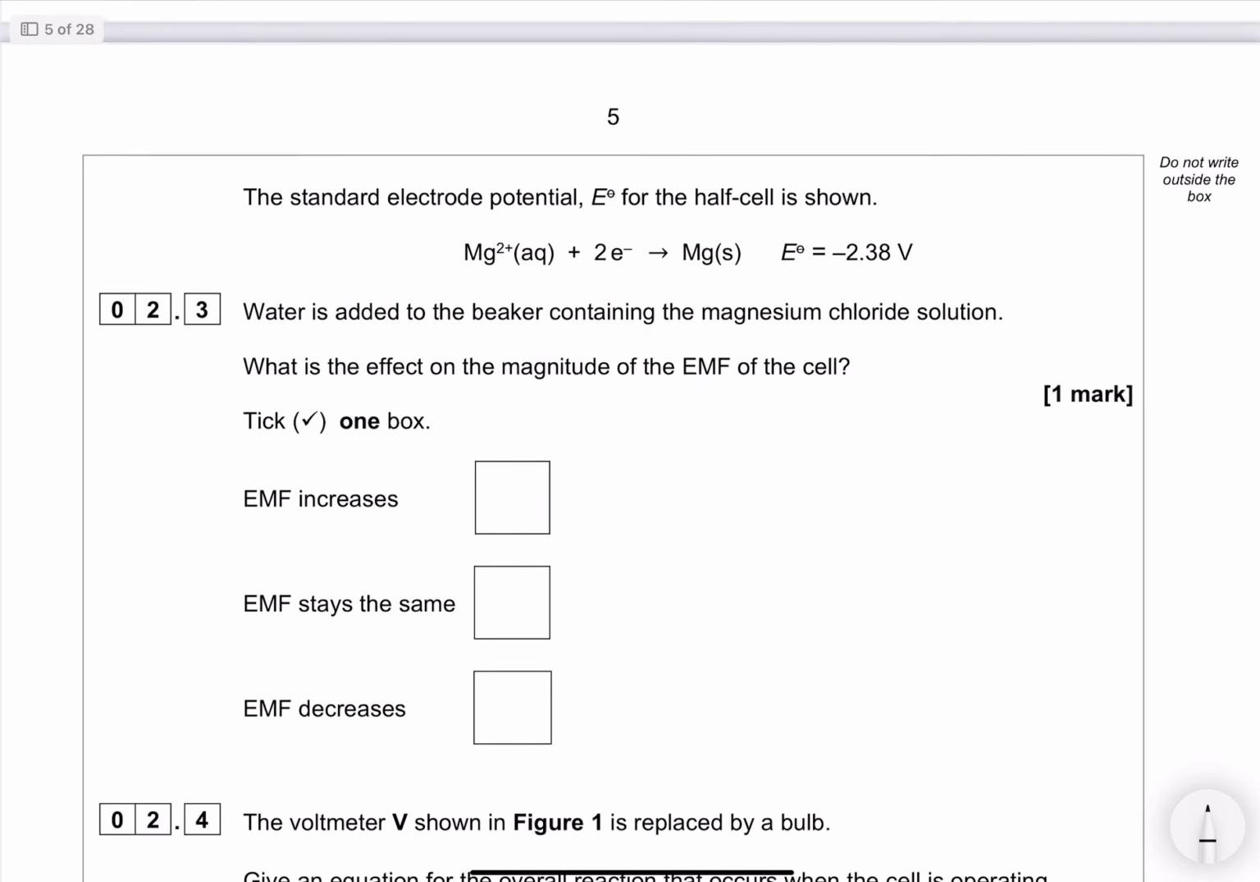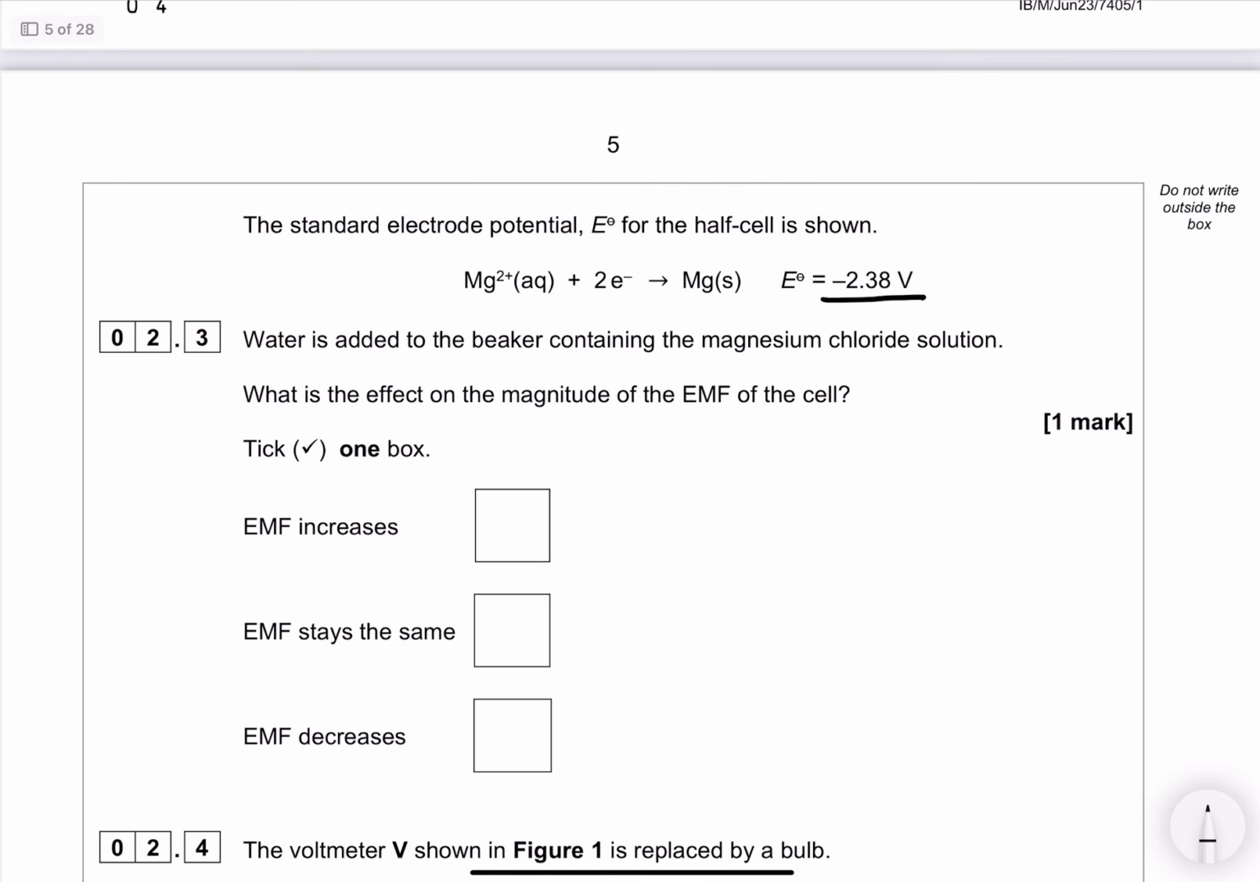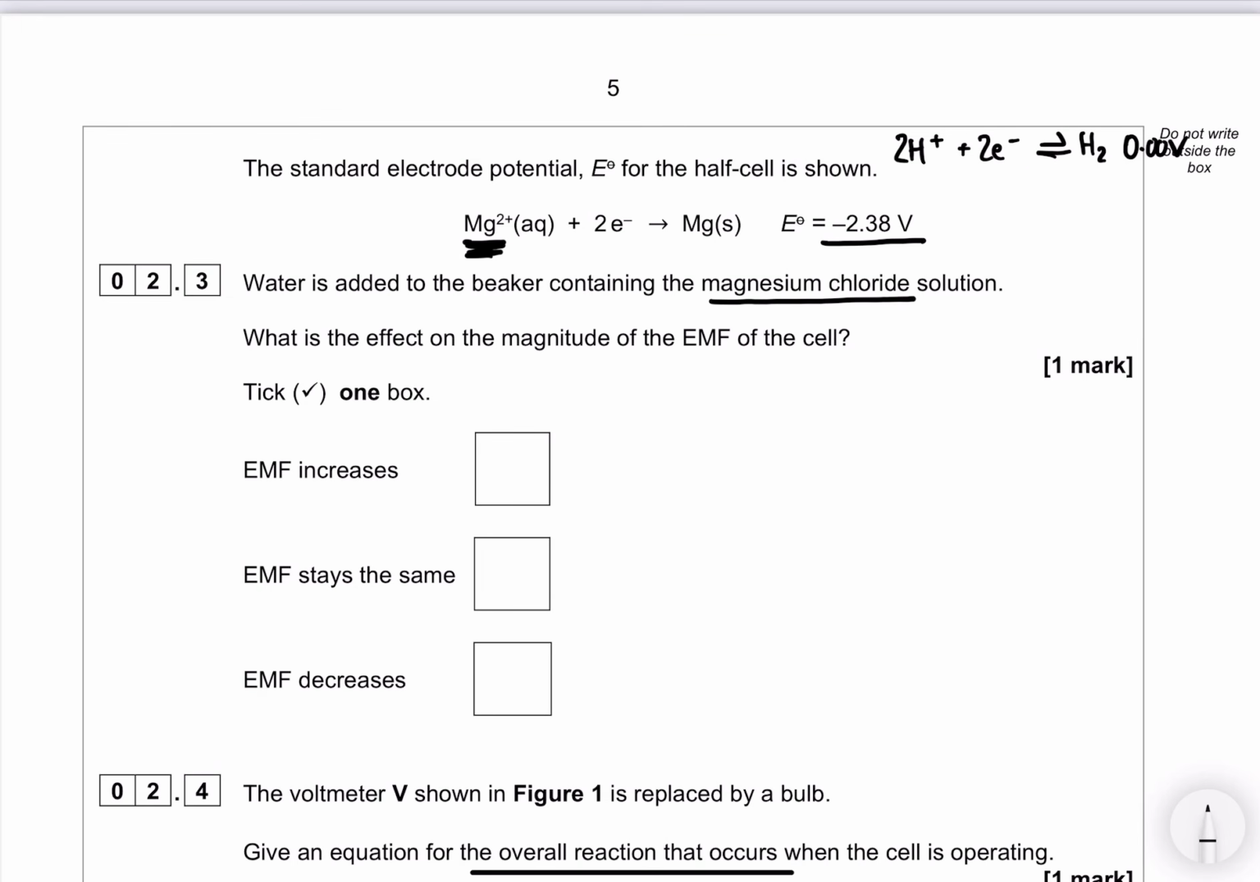The standard electrode potential for the half cell is shown, it's negative. Water is added to the beaker. So our mixture is that we've got on one side the hydrogen half cell, which we know is this half equation, and we know that that has an electrode potential of 0.00 volts, and our other half cell is the magnesium, and that's minus. Water is added to the magnesium chloride solution, so that is going to change the concentration of Mg2+. It's going to reduce the concentration of Mg2+, which means this equilibrium will shift to the left to replace it, and this value here will become more negative.